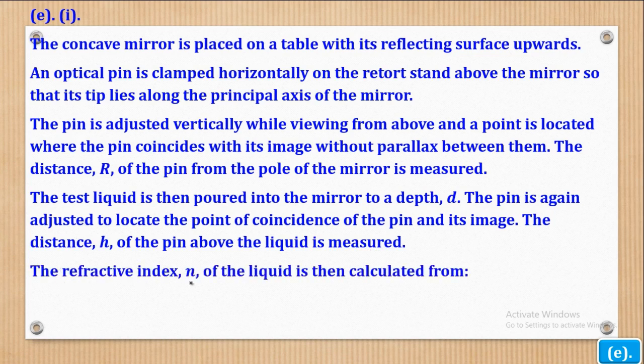So the refractive index n of the liquid is calculated using the formula n is equal to (r minus d) over h. So remember, like I told you, in an experiment they told us to describe, so they didn't tell us to derive, so you only quote this formula and you don't derive it. When they tell you to derive, you will derive, but in this case it is only an experiment, so only stop at quoting the formula.